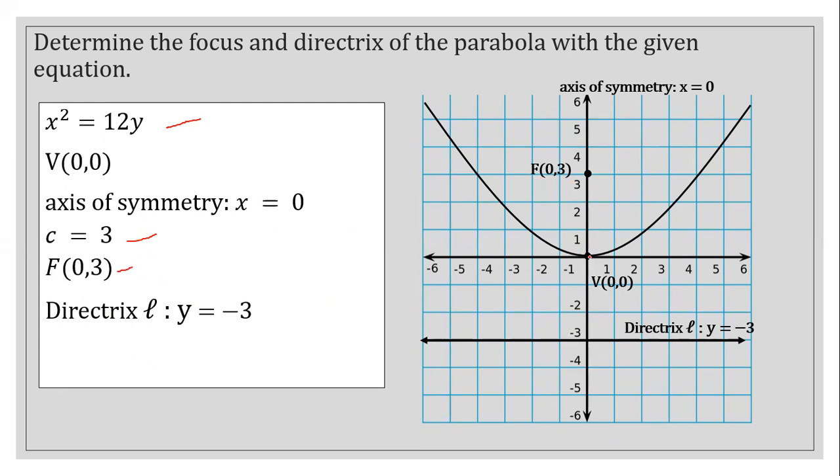And then the directrix is below our vertex, since our focus is above the vertex. So count 1, 2, 3 for our c, at y equal to negative 3. So it's easier if we plot and draw our parabola. Okay?